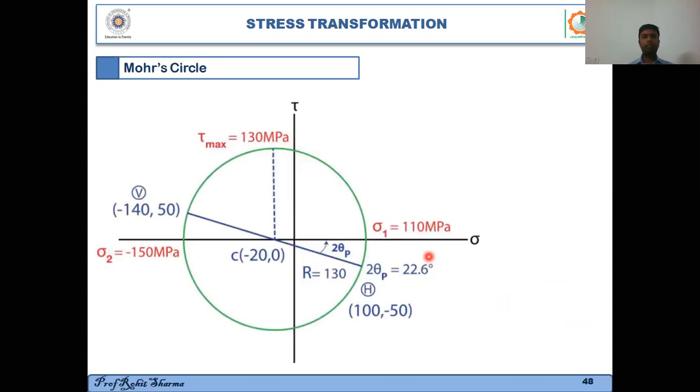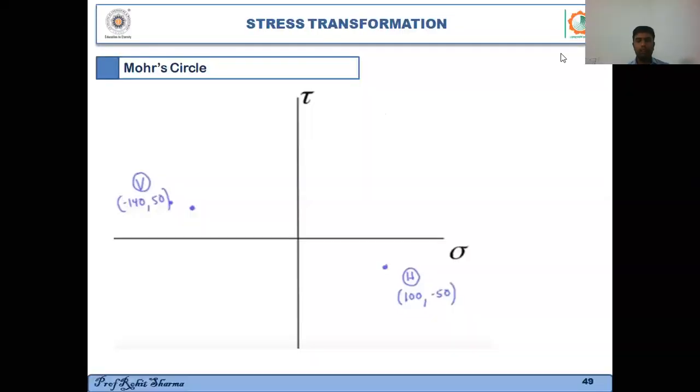So I have the coordinates of point H and point V. So we have got the coordinates of these two points, horizontal face and vertical face, and we have plotted these two points, horizontal and vertical, over here.